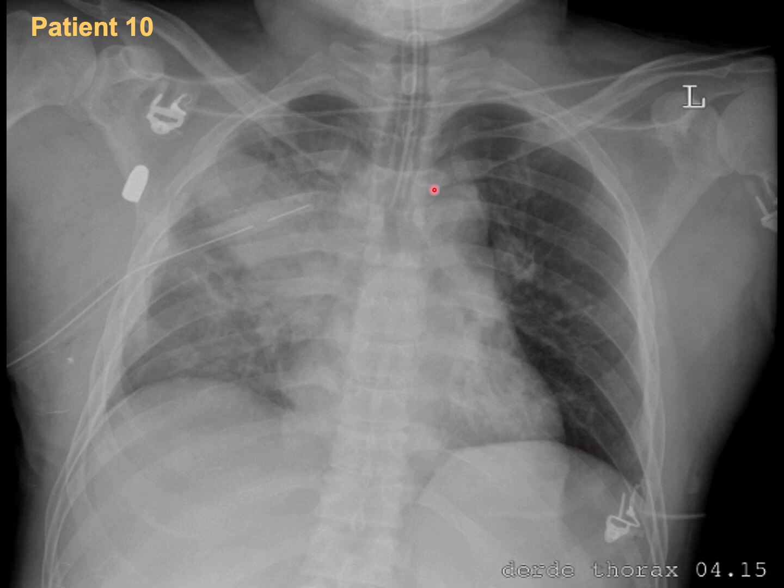A, B, C. Okay. The left border of the heart is not very well seen due to the presence of this heterogeneous opacity, which is the lung contusion. We have this chest tube inserted with the hole inside.